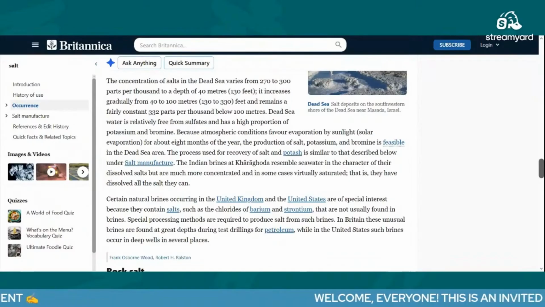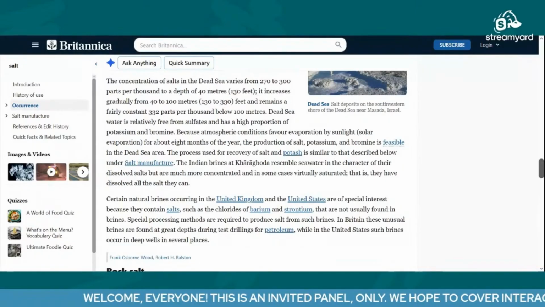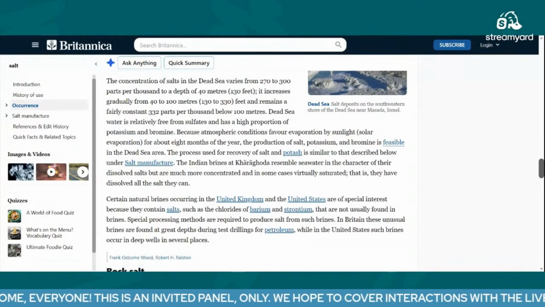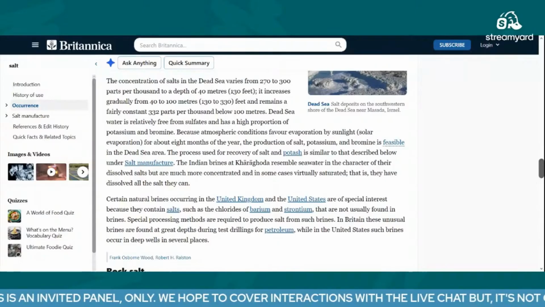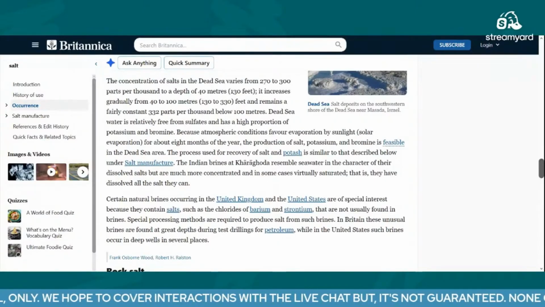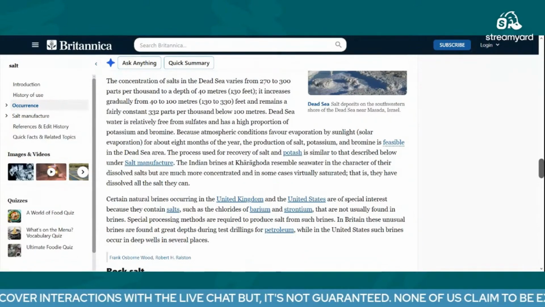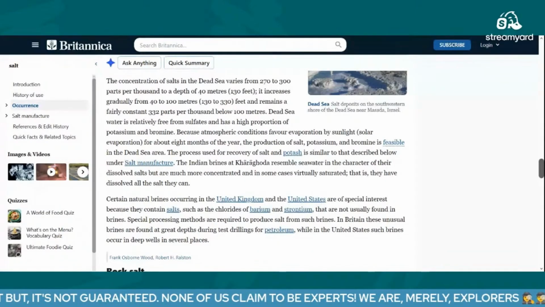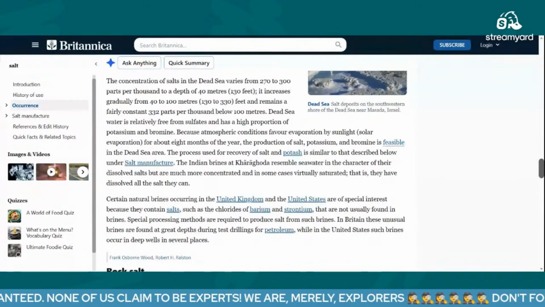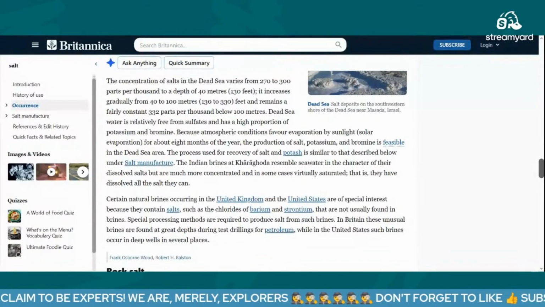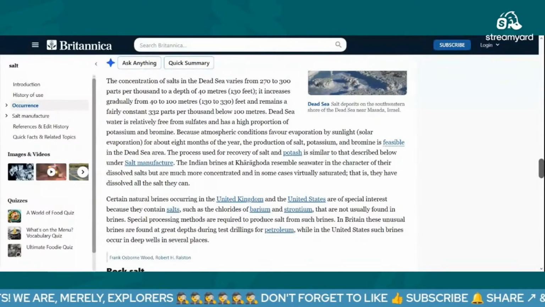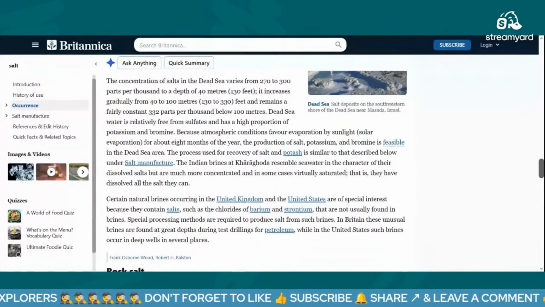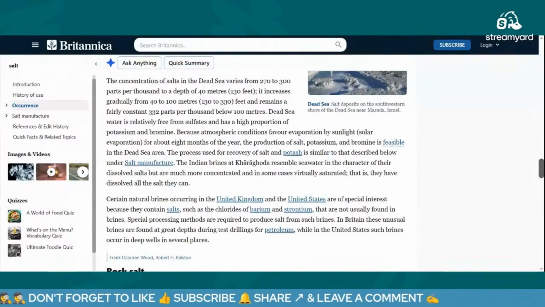Because atmospheric conditions favor evaporation by sunlight, solar evaporation, for about 8 months of the year, the production of salt, potassium, and bromine is feasible in the Dead Sea area. The process used for recovery of salt and potash is similar to that described below under salt manufacture. The Indian brines at Karagoda resemble seawater in the character of their dissolved salts, but are much more concentrated and in some cases virtually saturated. That is, they have dissolved all the salt they can.